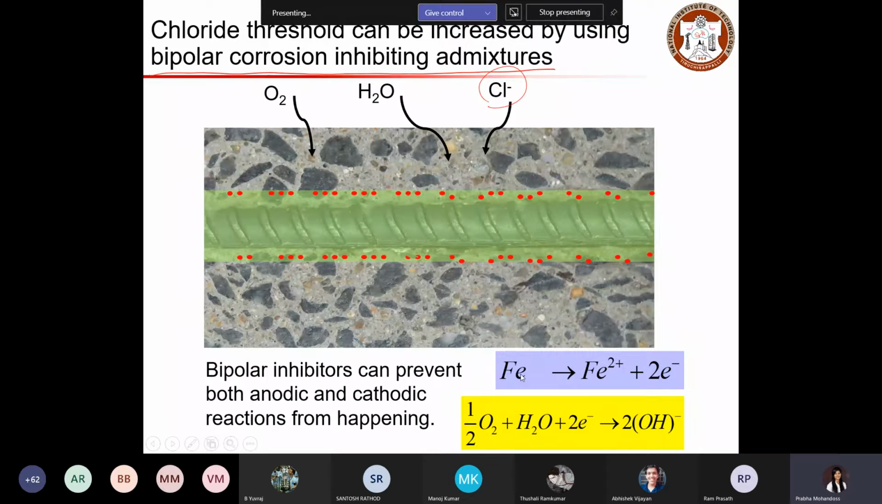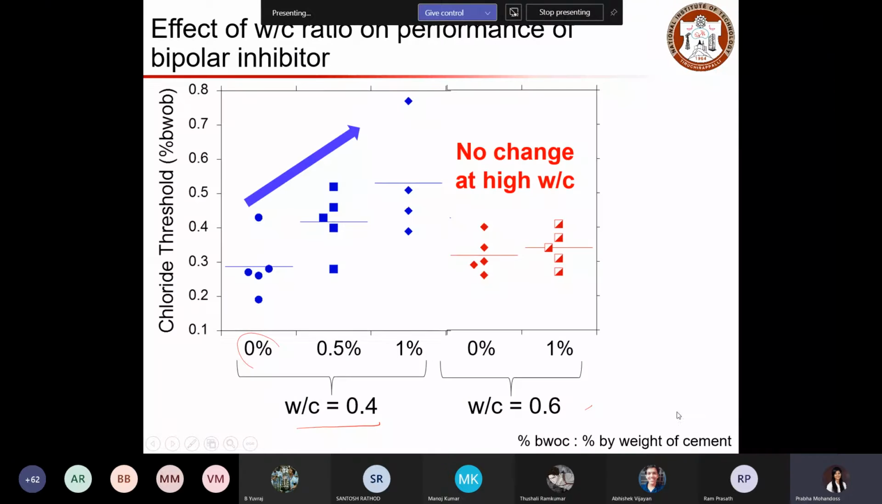The anodic reaction is Fe getting converted into Fe2+ plus 2 electrons, and then the cathodic reaction, where reduction takes place, forms hydroxide ions. So now here you can see the effect of water cement ratio on the performance of the bipolar inhibitor, right?